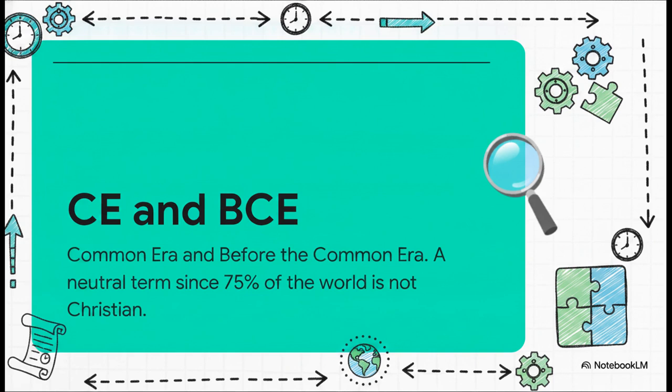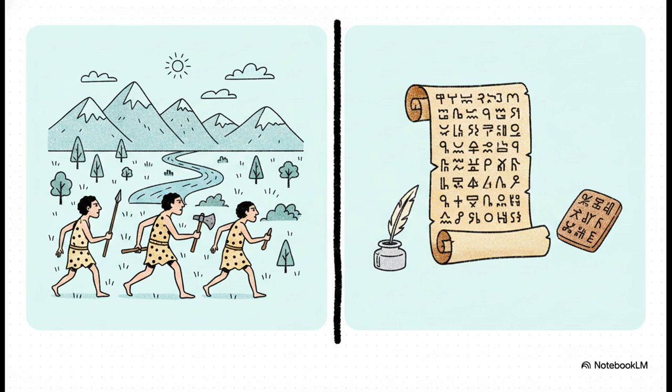Oh, and here's a fun, kind of confusing quirk. There is absolutely no year zero. The year 1 BCE flips right into 1 CE. Plus, most scholars agree Jesus was probably born around 4 BCE anyway, so that old scale was already a bit wonky.